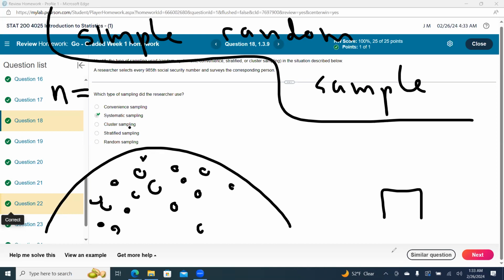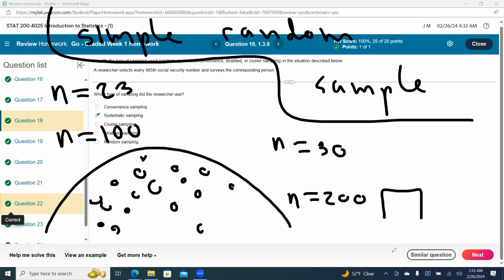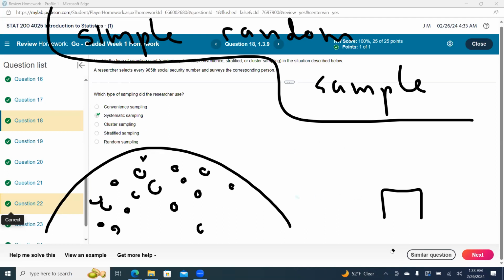So we're going to choose a sample of n equals 23. We're going to choose a sample of n equals 100, or n equals 30, or n equals 200. That's all fine. We can choose our sample size n. n is the sample size that we're picking out of the population. We can choose all of that, but we have to have one sample. So for the definition of simple random sample, we have to have a sample, say n equals 100.